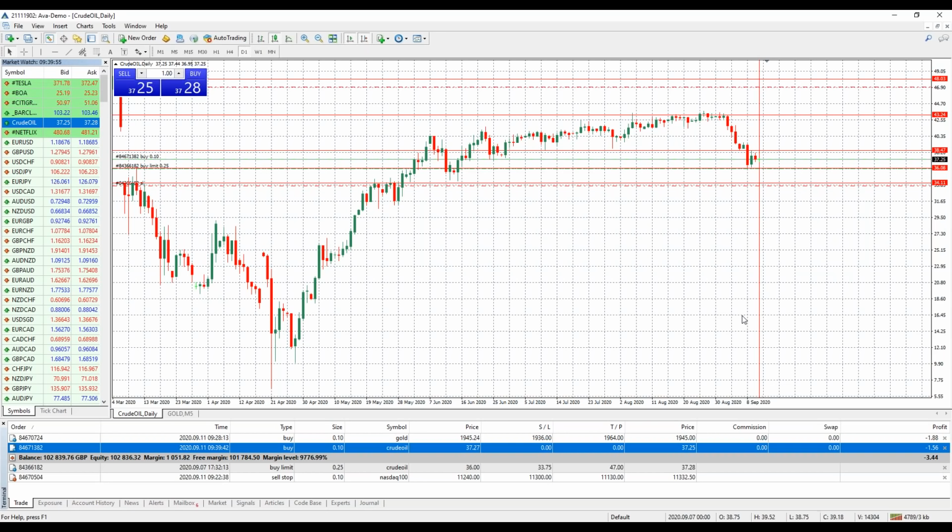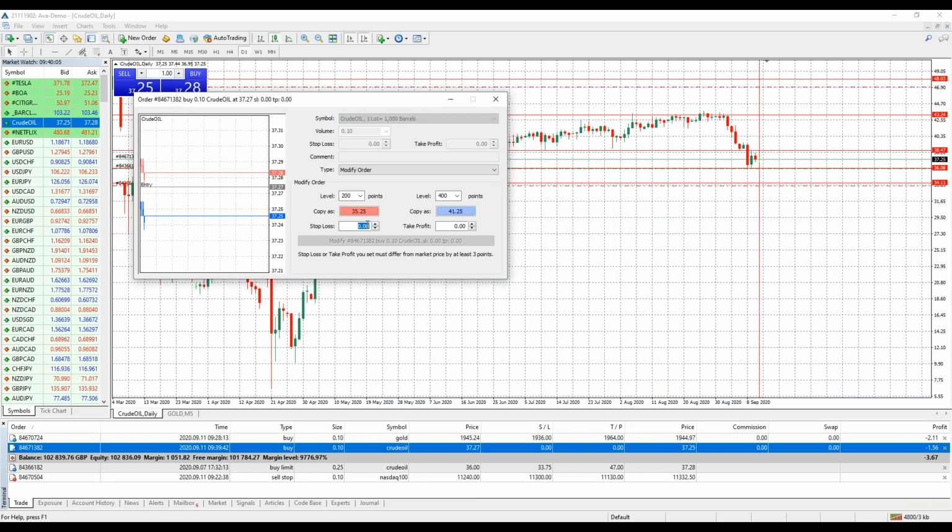So you could put your stop loss now just below this support level, down around 34. Modify, stop loss 34, and take profit could be back up from where it plunged from, 42.5, if it goes back up to that resistance level.